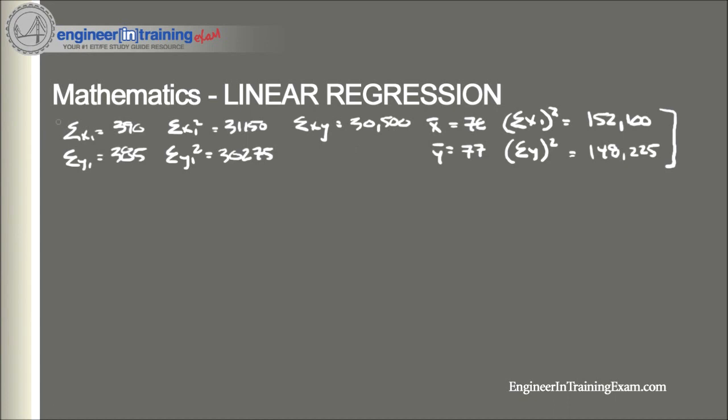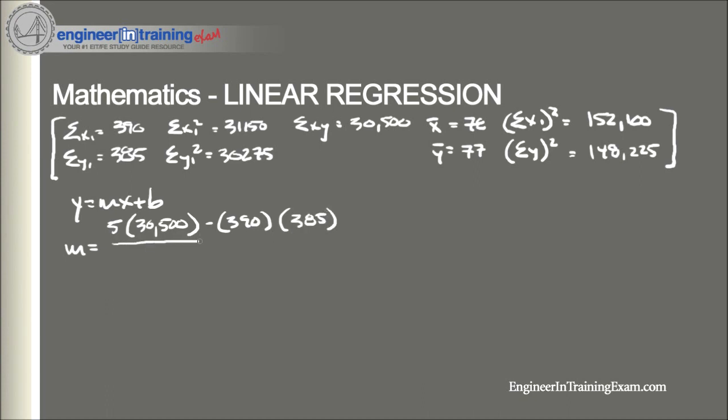Alright, so there's all of our defined data points. Now all we need to do is take those and plug them into our equations to determine the line and all the information that the school wants to know. So once again, we're looking for a linear regression line. Y is mx plus b, so we need to determine m, and plugging this into the equation that we previously defined, we got 5 times 30,500 minus 390 times 385, divided by 5 times 31,150 minus 152,100, and we got the slope 0.64.